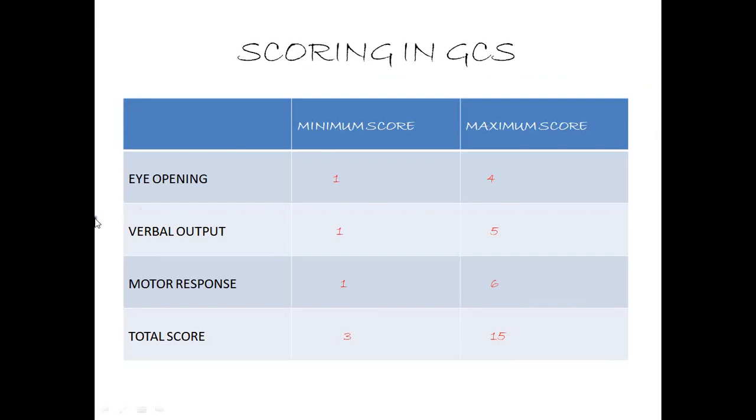The minimum score I told. The minimum score for eye opening is 1 and the maximum score is 4. For verbal output, the minimum score is 1 and the maximum score is 5. For motor response, the minimum score is 1 and the maximum score is 6. The total minimum score is 3 and the maximum score is 15. There is no 0 in the Glasgow Coma scale scoring system.